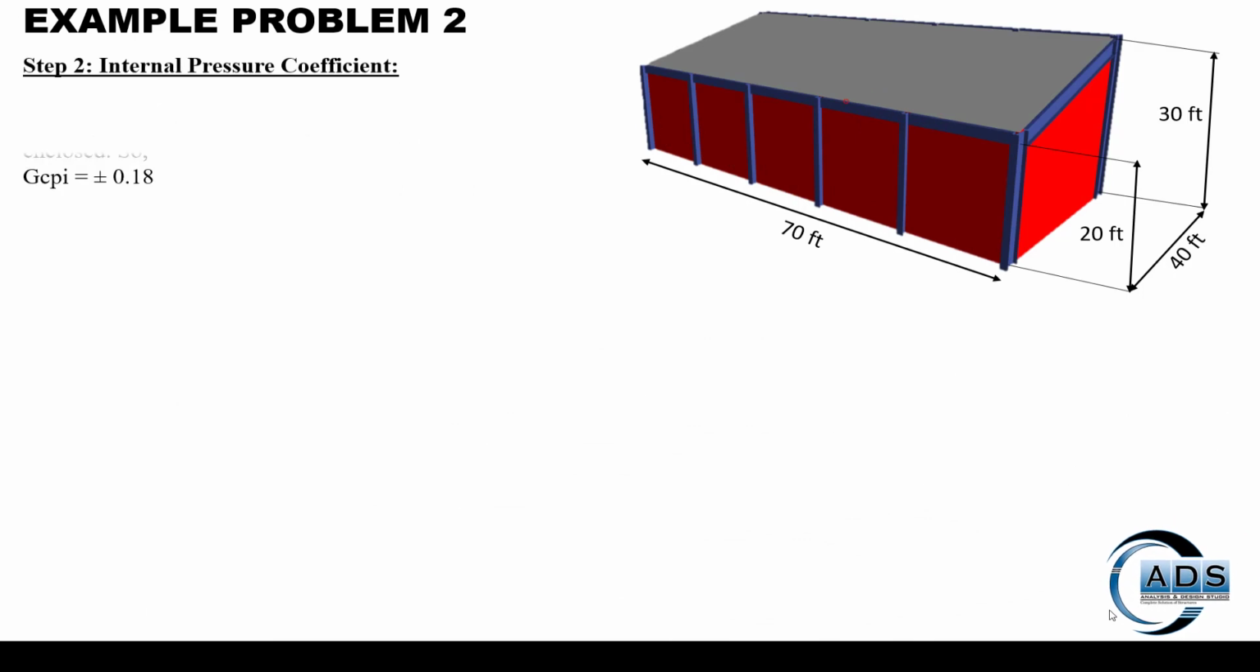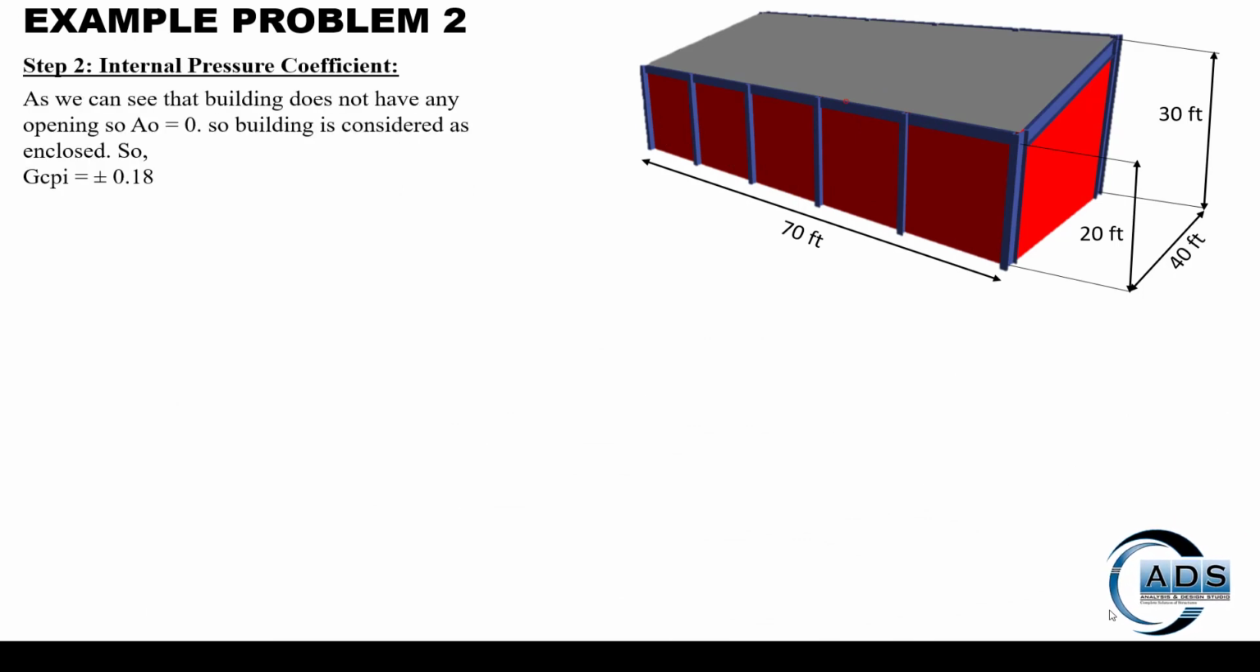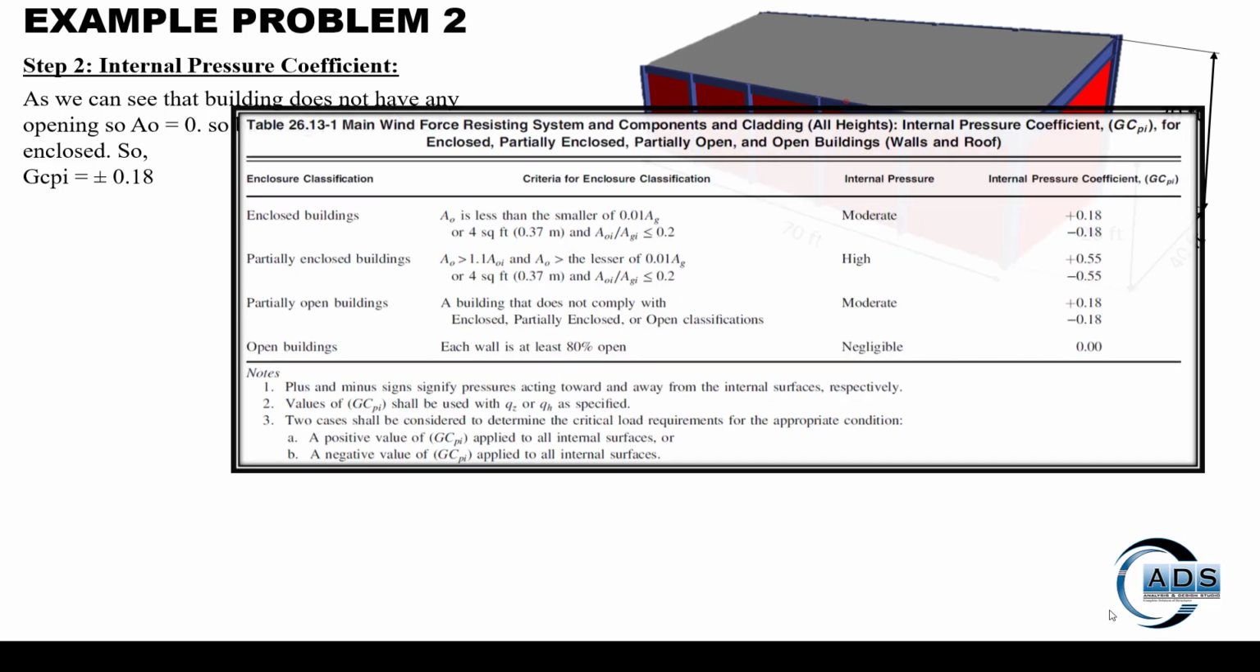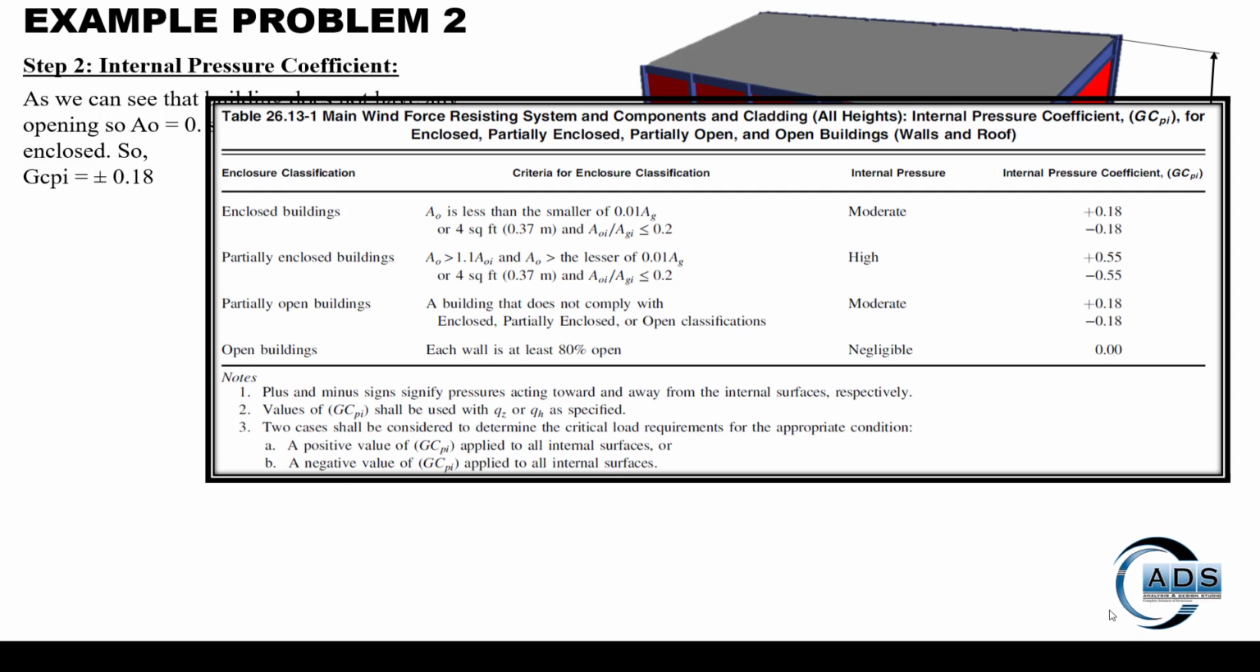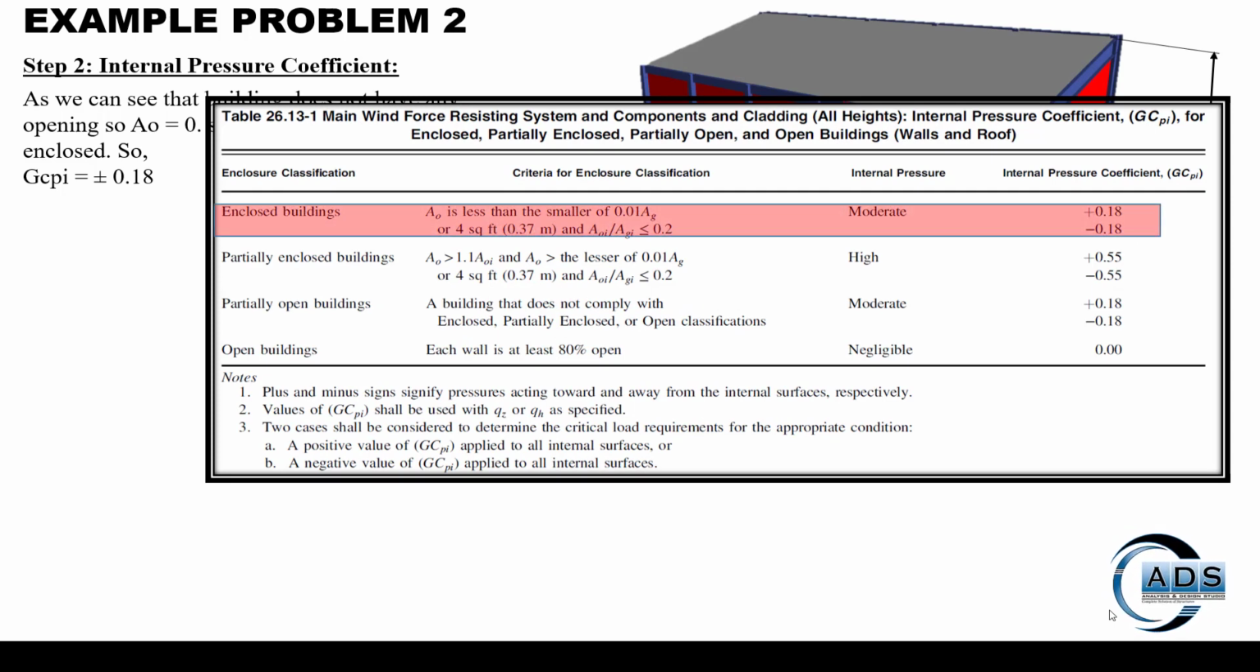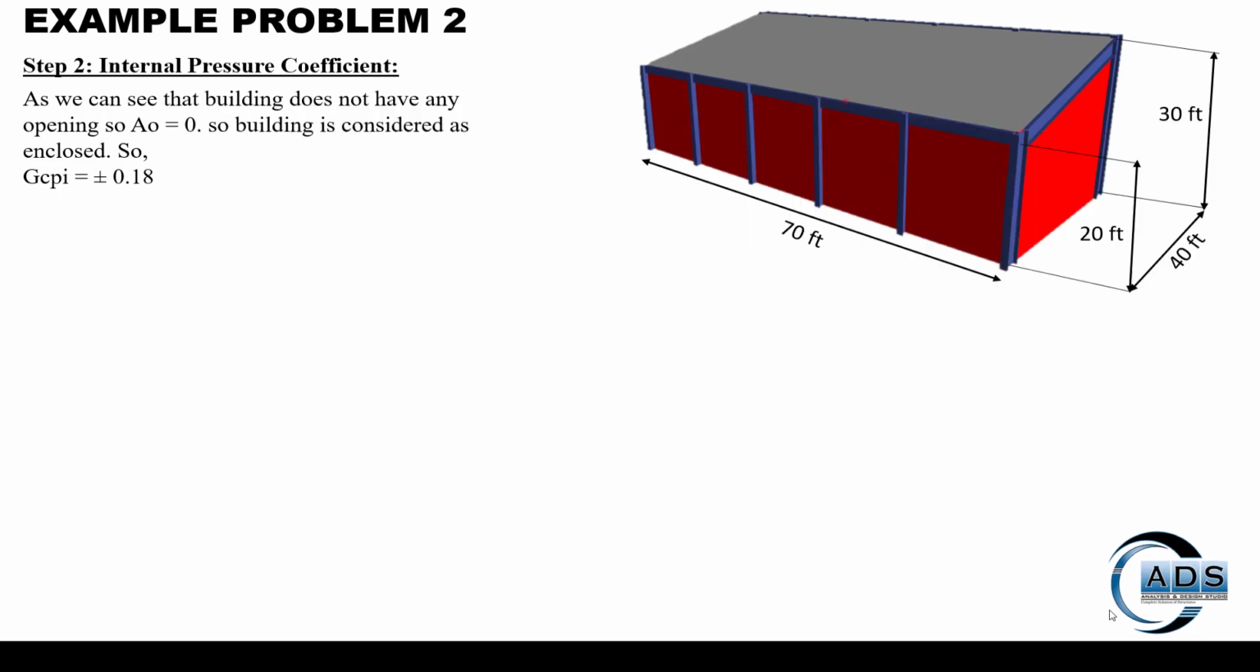Now step 2 is to find the internal pressure coefficient. As we have no openings in the building, Ao is 0, so the building is considered enclosed. Using this particular table, under the enclosed building classification, the internal pressure coefficient is plus minus 0.18.